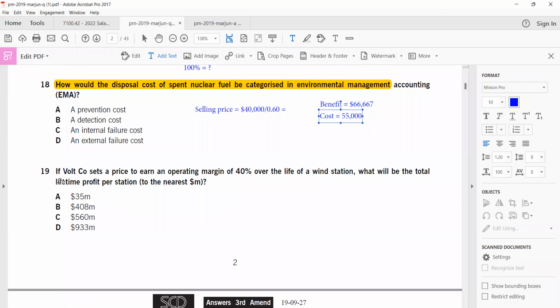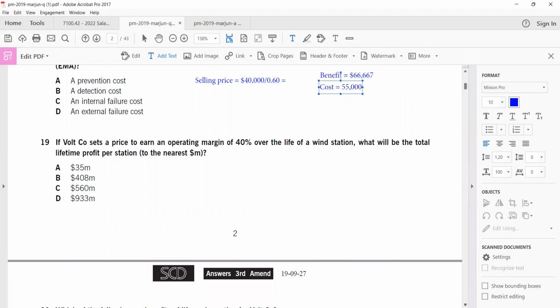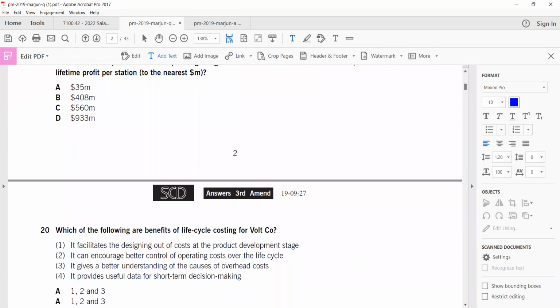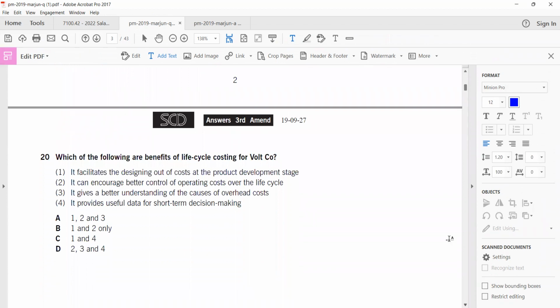So please, that answers the question 19. For question 18, I've indicated clearly that it is environmental costing and I've not introduced you to that. Any question on question 19? They come to the last question, you say bye-bye for the day. Any question pertaining to question 19?